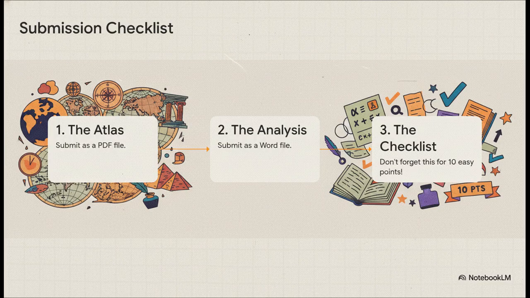Number 1, your finished atlas, saved as a PDF. Number 2, your 2-page analysis, as a Word file. And number 3, don't forget the assignment checklist itself. That's an easy 10 points right there just for confirming you did everything.